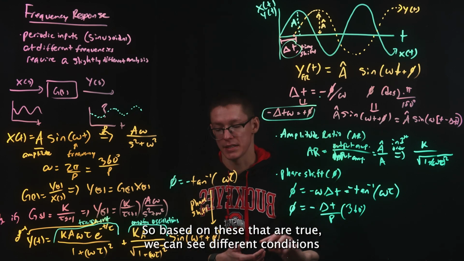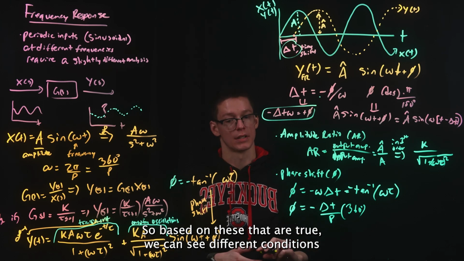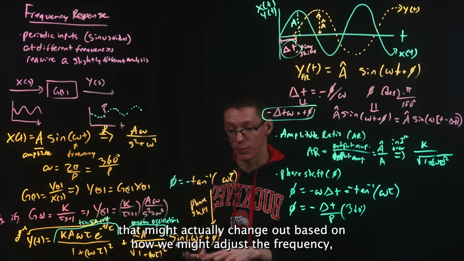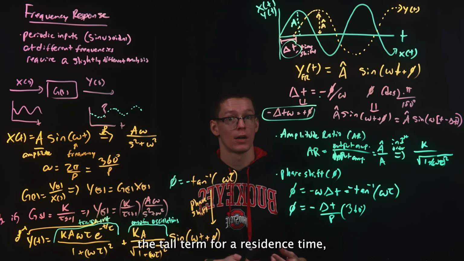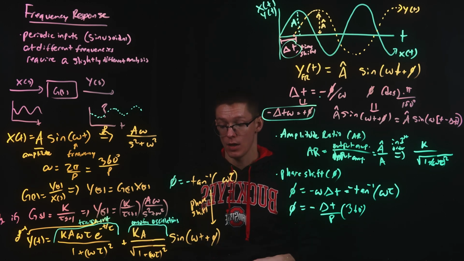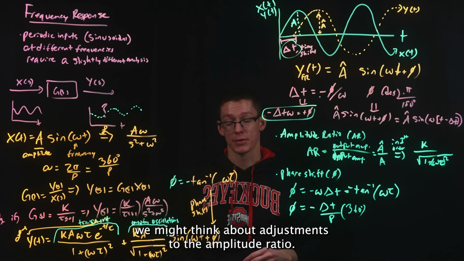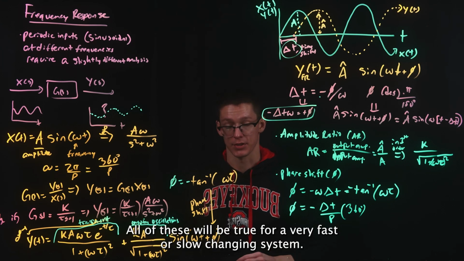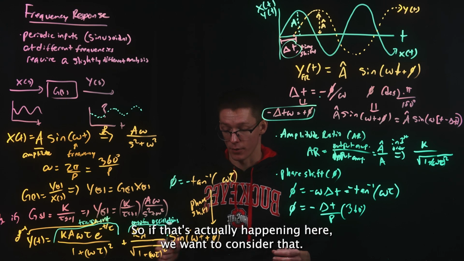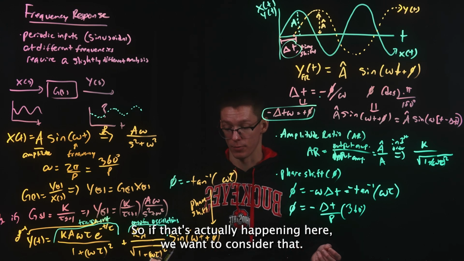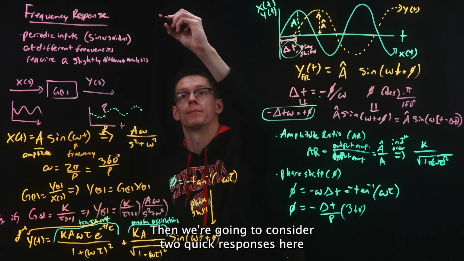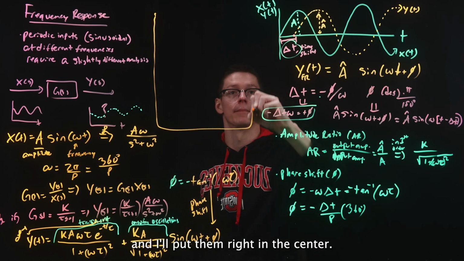So based on these that are true, we can see different conditions that might change based on how we adjust the frequency, the tau term for our residence time. We might think about adjustments to the amplitude ratio. All of these will be true for a very fast or slow changing system. So if we want to consider that, we're going to consider two quick responses here, and I'll put them right in the center.